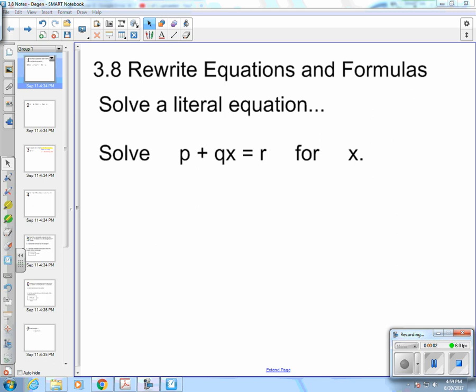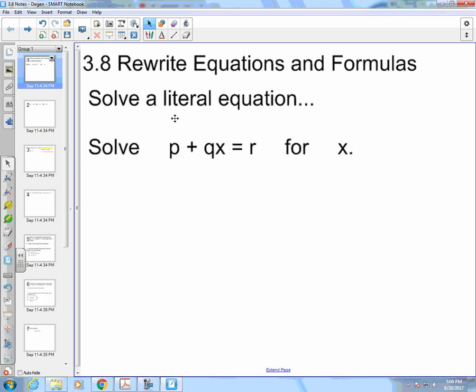Today we're going to work on section 3.8, which is rewriting equations and formulas. First thing that we're going to do is solve what's called a literal equation. A literal equation means that we have all variables, or mostly variables, in our equation. So I have p plus qx equals r. I want to solve for x. So I'm looking to solve for this variable.